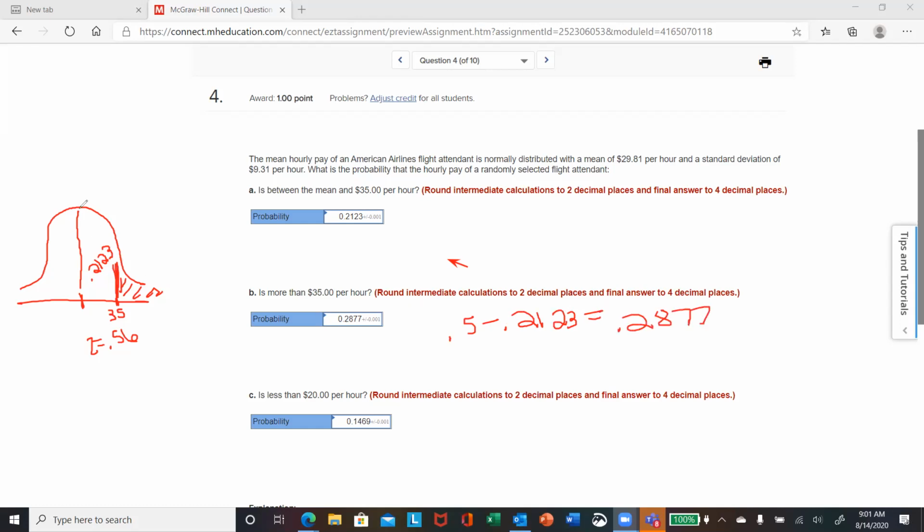So we just went to the right. Remember, we're just looking at the half curve. Each half is 50-50. So if I know from 0 to 0.56 is 0.2123, if I just subtract that from 0.5, that'll give me the rest of the curve.